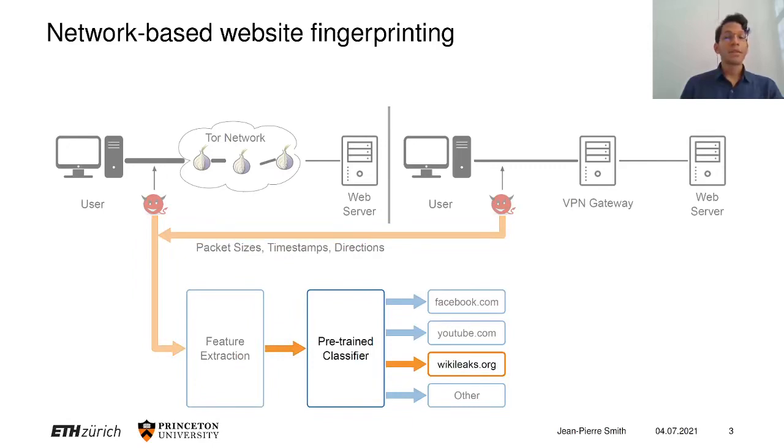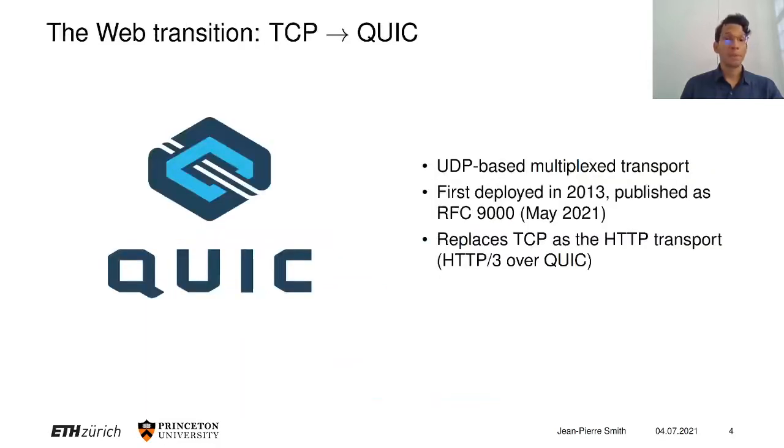This classifier informs the adversary whether the metadata is associated with one of the pages he's interested in detecting visits to, that is, one of his monitored web pages, or if it belongs to some other unmonitored web page. Now, there has been quite a bit of work in the area of network-based website fingerprinting in both attacks and defenses. However, most of this work has focused on the TCP setting. At this moment, however, the web is undergoing a transition from TCP to QUIC.